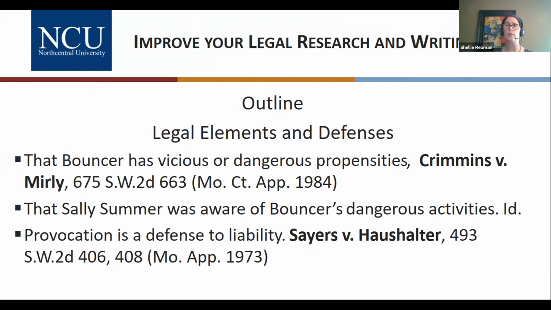So here, in Crimmins, you found that it's required that 1, Bouncer had vicious or dangerous propensities, and 2, that Summer was aware of Bouncer's dangerous activities. And then from Sayers versus Holzhauer, you learned of the defense, provocation, which is a total defense to liability. Be sure, as you can see I've done here, if you include your Blue Book citations in your outline, it'll just make it that much easier when you convert your outline into your written paper.